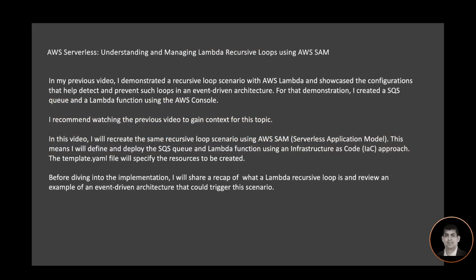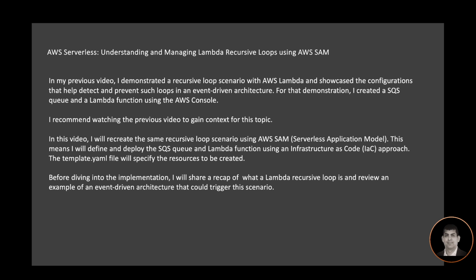In my previous video, I demonstrated a recursive loop scenario with AWS Lambda and showcased the configuration that helps detect and prevent such loops in an event-driven architecture. For that demonstration, I created a SQS queue and a Lambda function using the AWS console. I recommend watching the previous video to gain context for this topic.